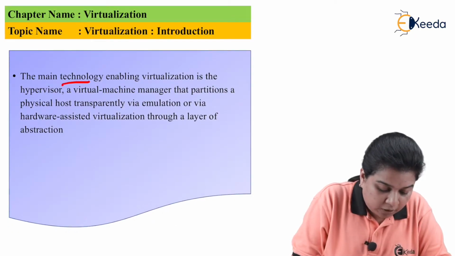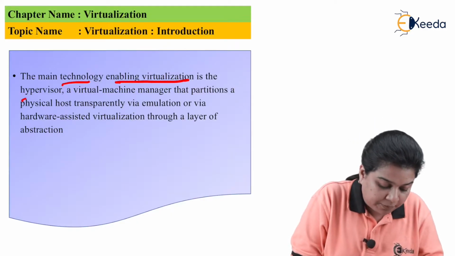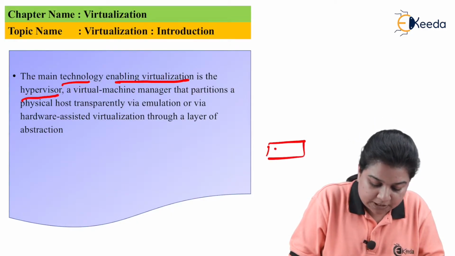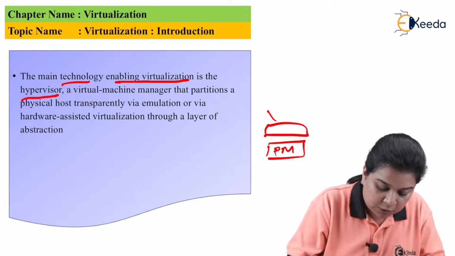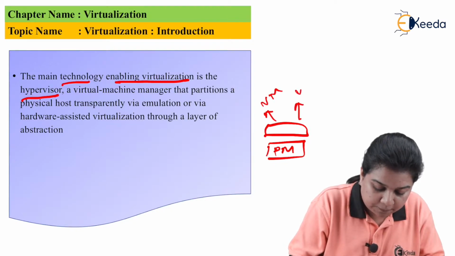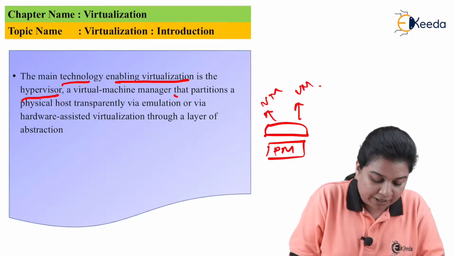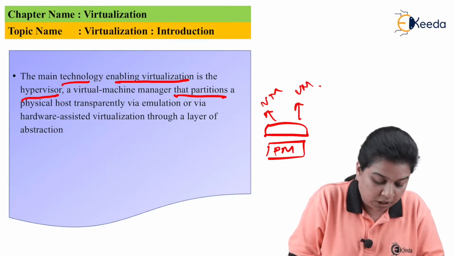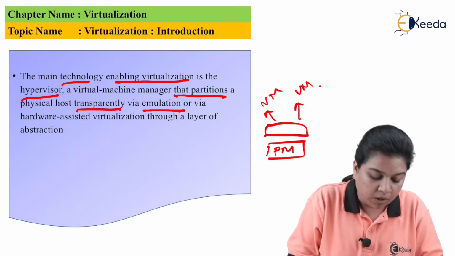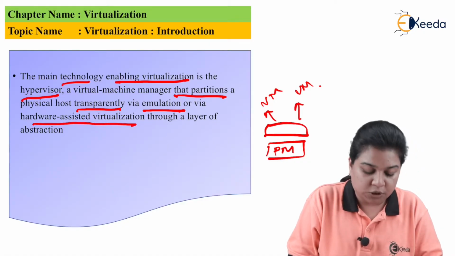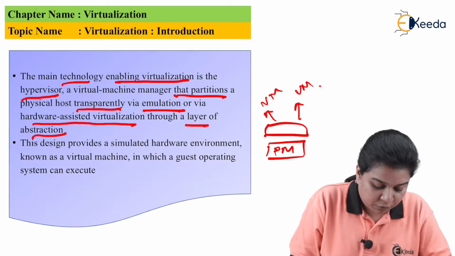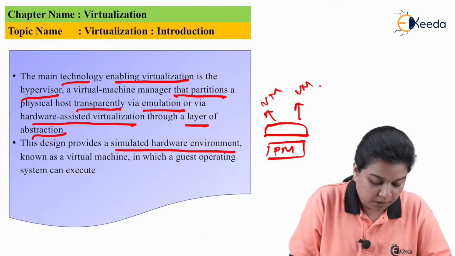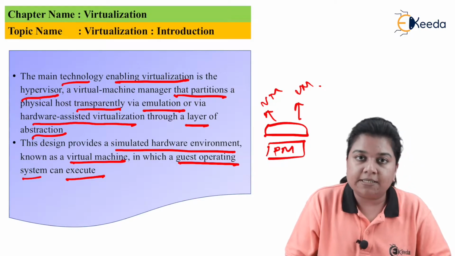Another thing is that the main technology enabling virtualization is the hypervisor. The hypervisor is a technology, that means this is the physical machine, and with the help of the hypervisor, this physical machine is converted into virtual machines. It is a virtual machine manager that partitions a physical host transparently via emulation or via hardware-assisted virtualization through a layer of abstraction. This design provides a simulated hardware environment known as a virtual machine in which a guest operating system can execute.